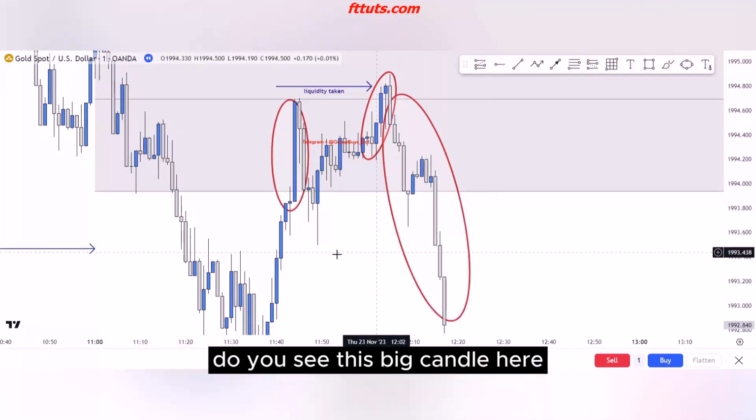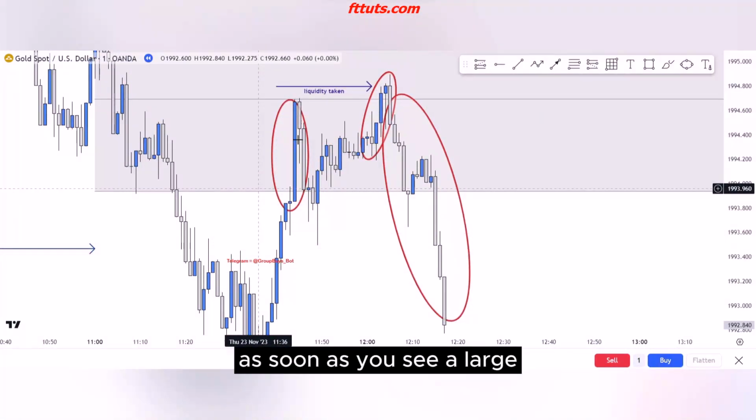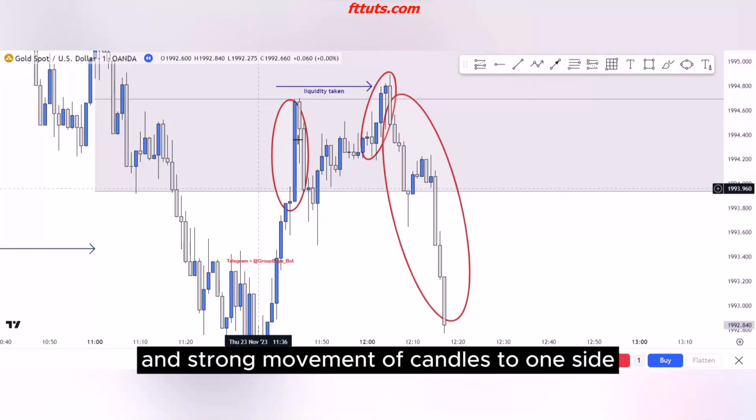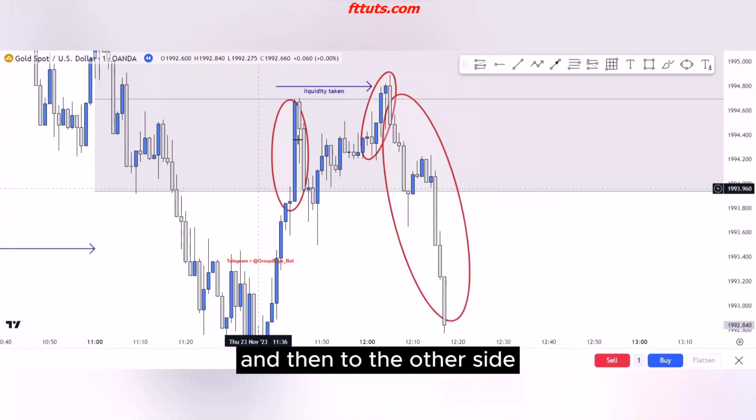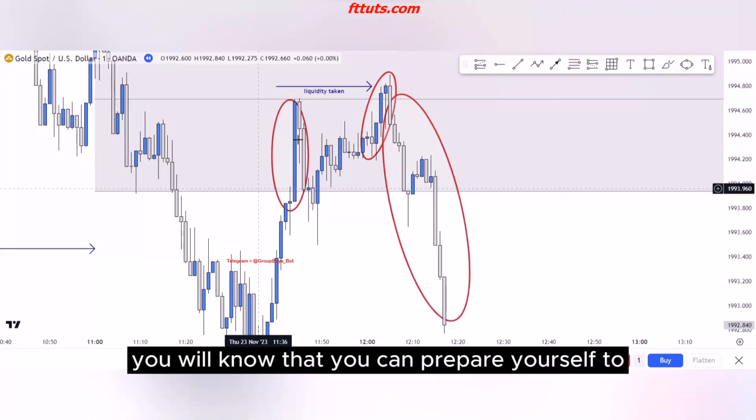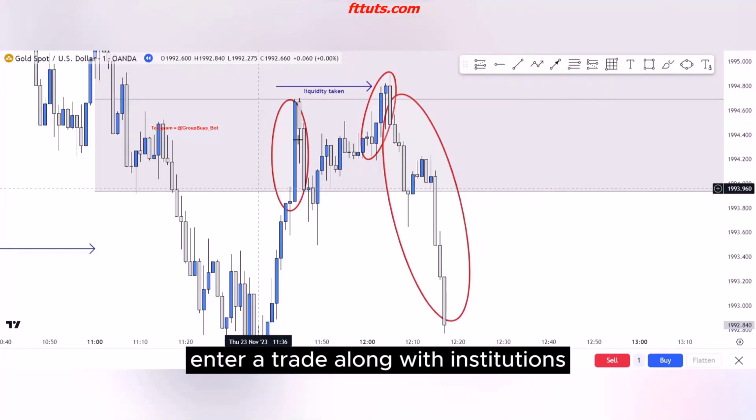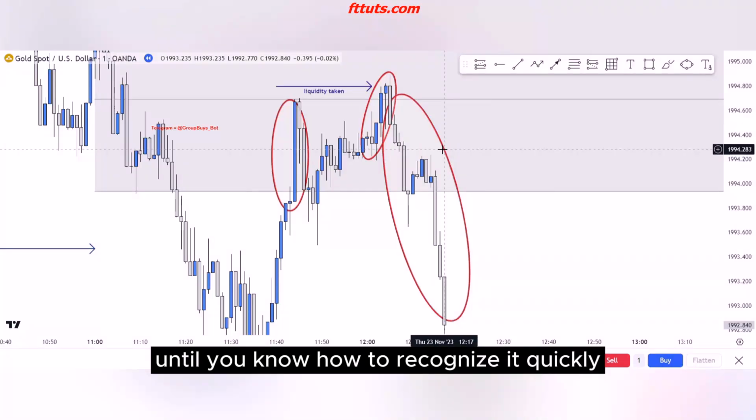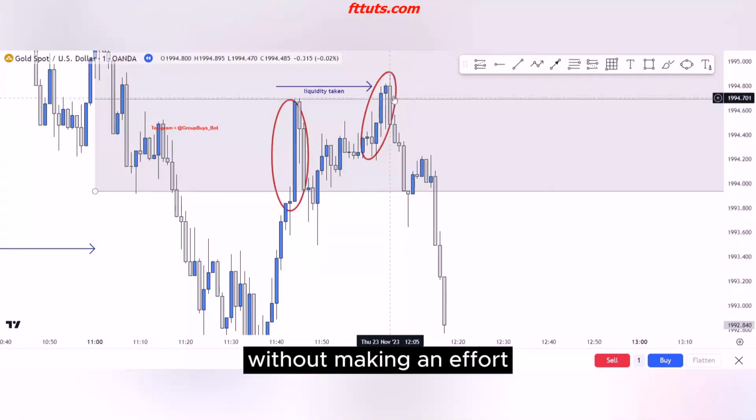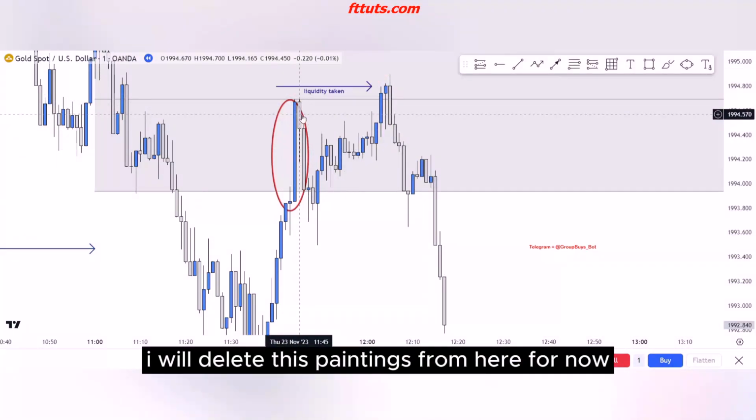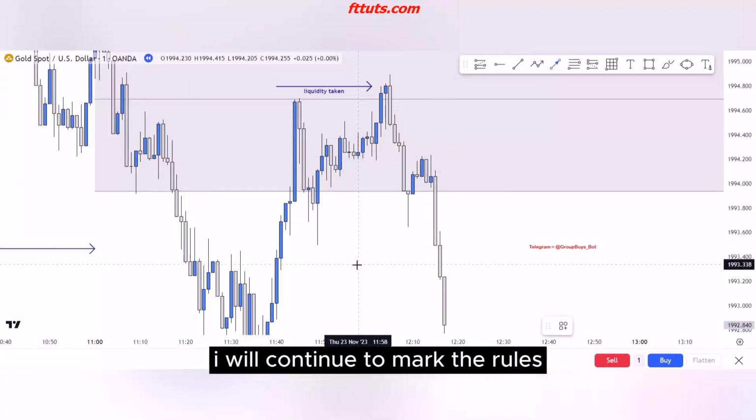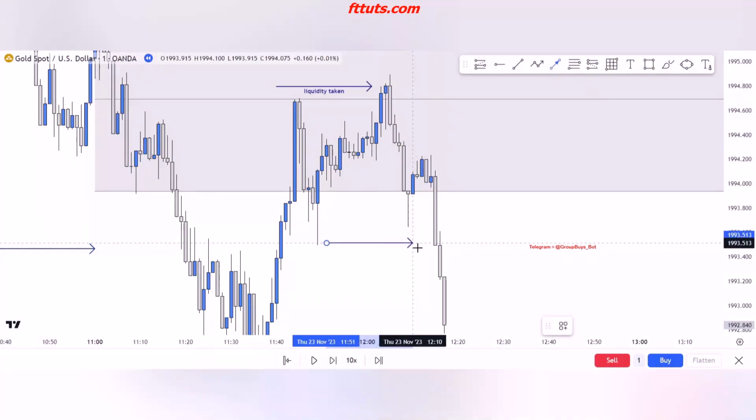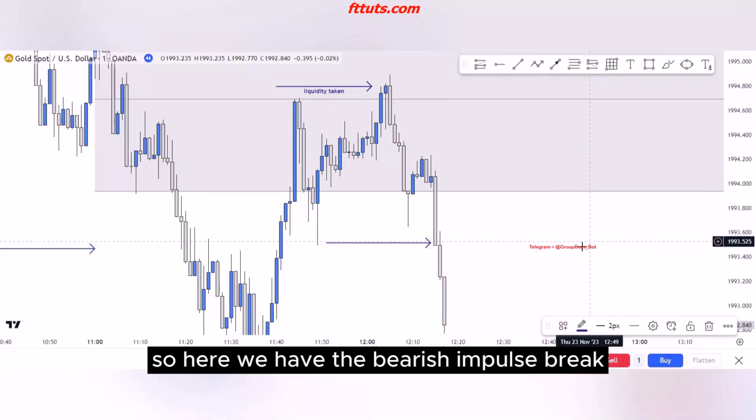Do you see this big candle here? As soon as you see a large and strong movement of candles to one side and then to the other side, you will know that you can prepare yourself to enter a trade along with the institutions. But of course, practice as much as you need in replay until you know how to recognize it quickly without making an effort. I will delete these paintings from here for now. I will continue to mark the rules. So here we have the bearish impulse break.